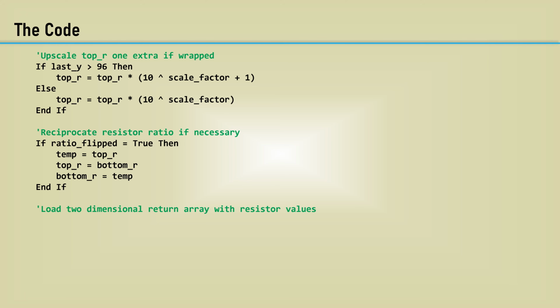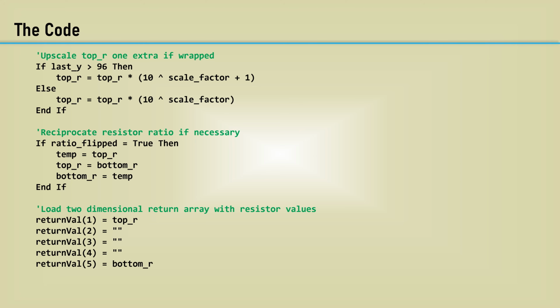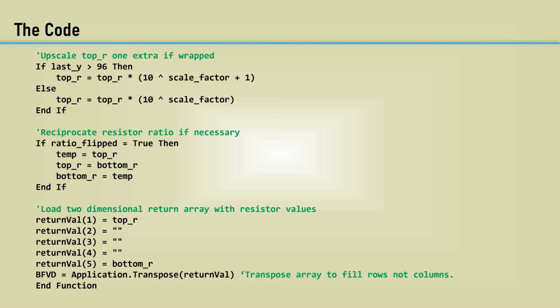Finally, we need to load the return value array with the resistor values to be returned in a spill array. Return value 1 will be the top resistor value. Return values 2 through 4 will be null, and return value 5 will be the bottom resistor value. Spill arrays spill to the right in a row by default. We want it to spill down across a column, not a row, so we transpose it with the application transpose function and set the function name equal to it. Then end function.